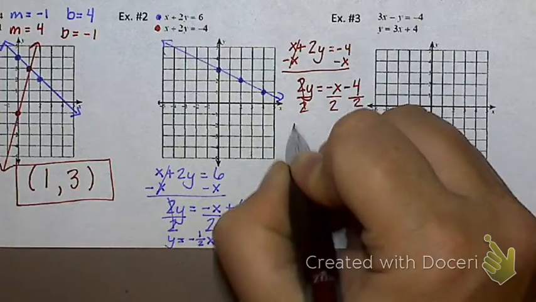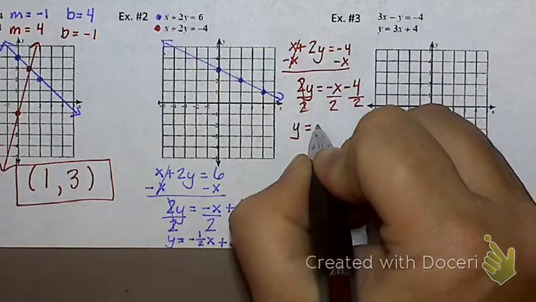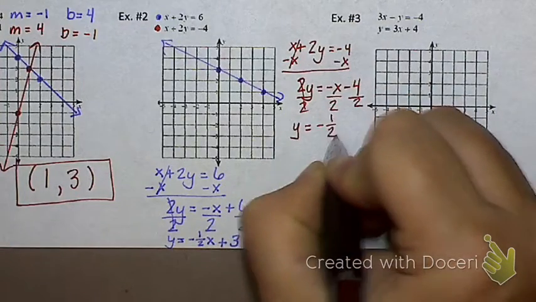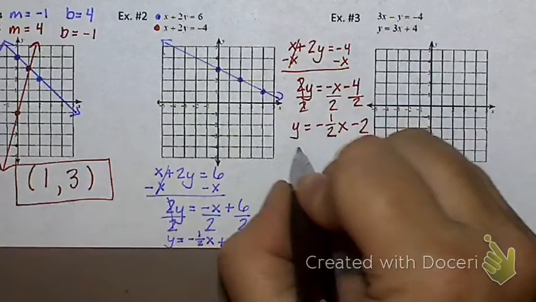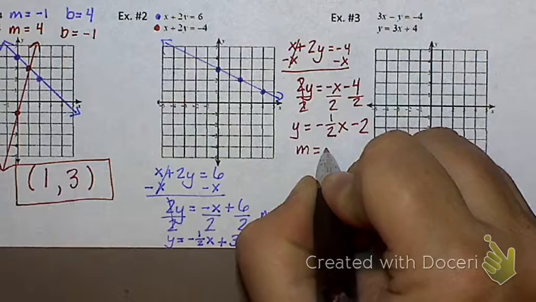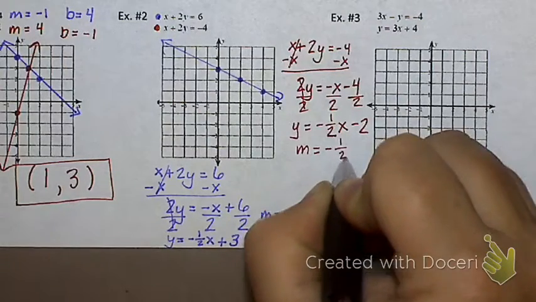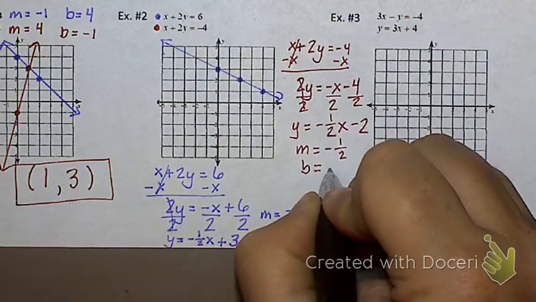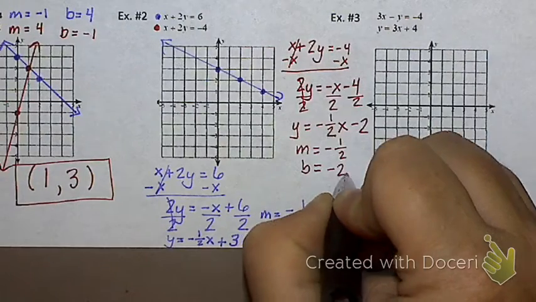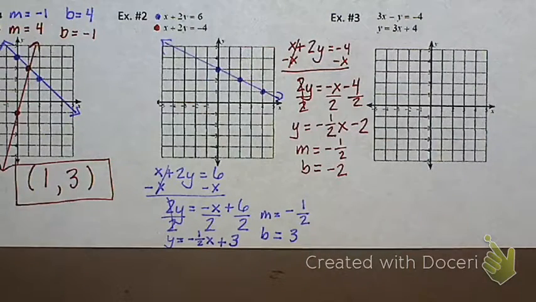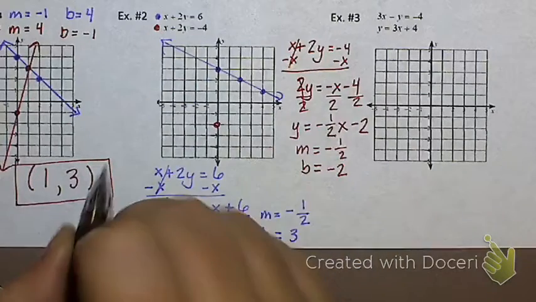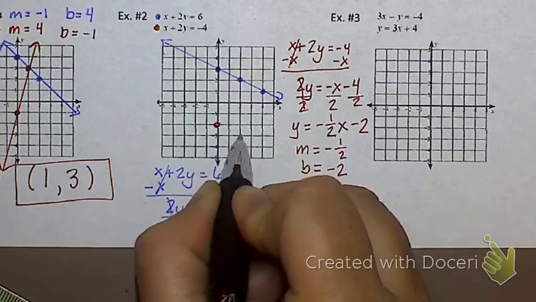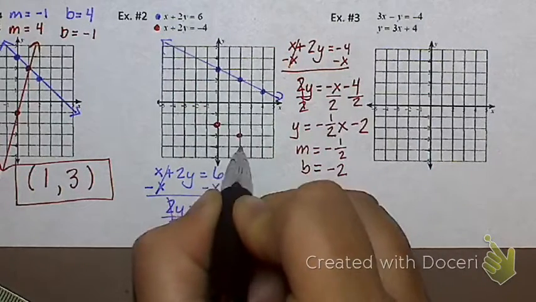So I get y equals negative 1/2 x, what? Minus 2. What's my slope? Negative 1/2. What's my y-intercept? Negative 2. Right? So negative 2 down here. And then from there I go down 1, right 2. Down 1, right 2.